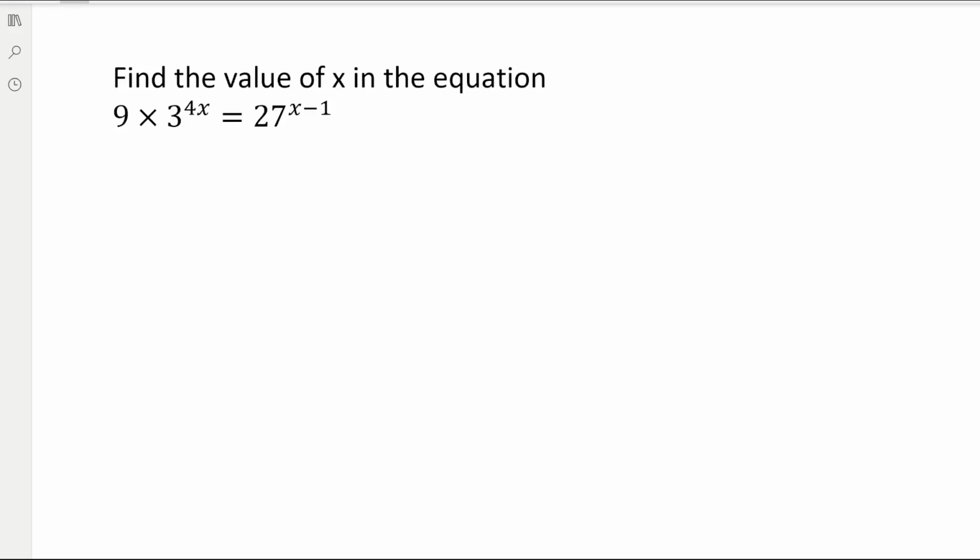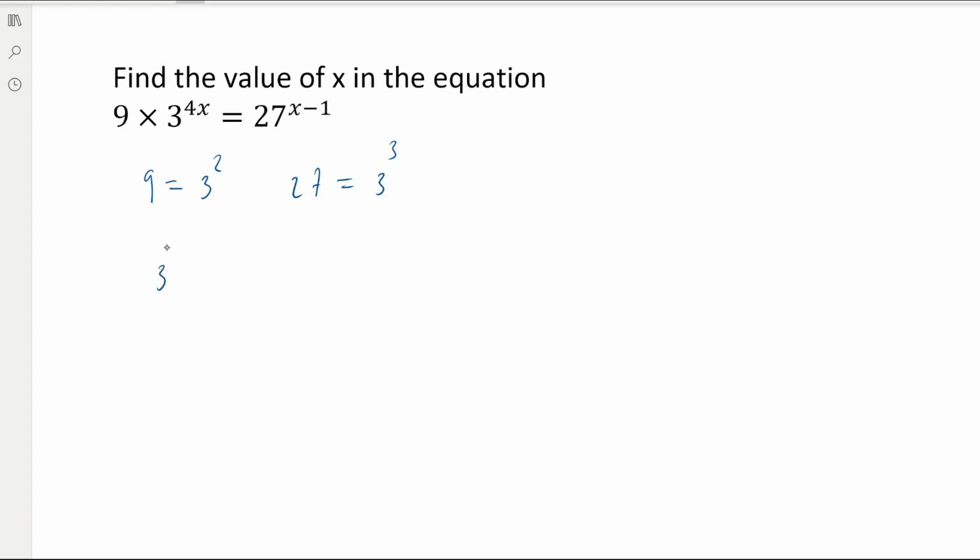Hi students, how do you find the value of x in this given equation here? For us to be able to find the value of x in this equation, this is exponents. Actually, we are going to simplify. 9 will be 3 squared and 27 will be 3 to the power 3.